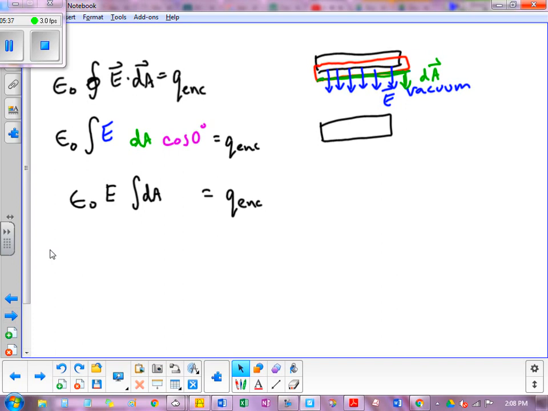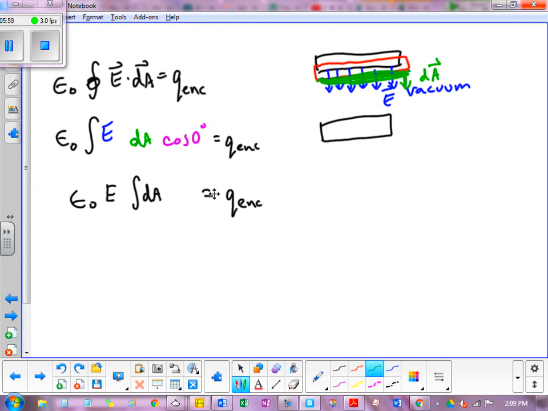So we don't need the cos 0. Also, the E pulls out. And the reason the E pulls out is because as you traverse along the green line, you don't experience any changes in E at all. So as you travel along this green, there's no change in E. So the E is non-dependent on the area.